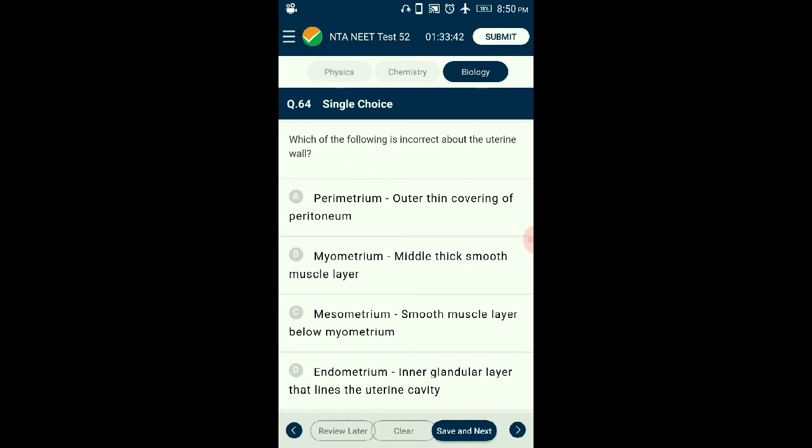Perimetrium is the outer thin covering. Myometrium is the thick middle layer of smooth muscles, and the inner layer which contains glands is called the endometrium. It is the endometrium that undergoes cyclical changes during the menstrual cycle. So the answer for this question is option C. Myometrium, smooth muscle layer below perimetrium. So that is the incorrect statement about the uterine wall.